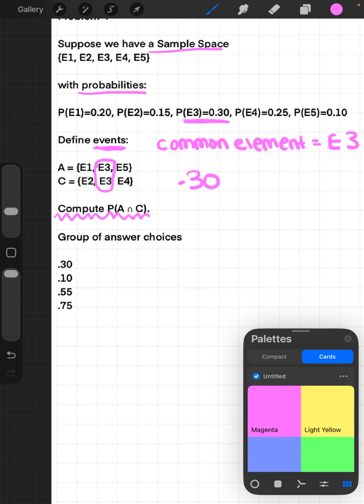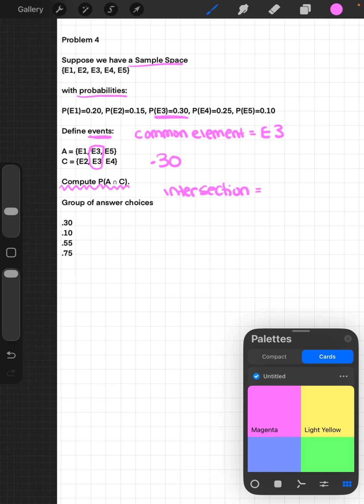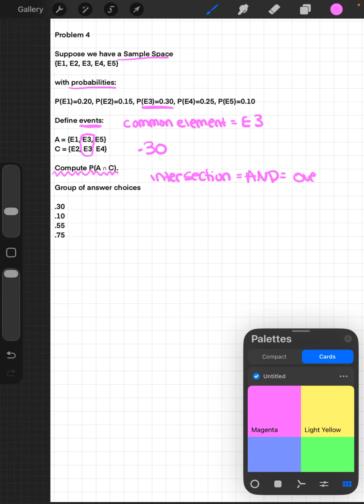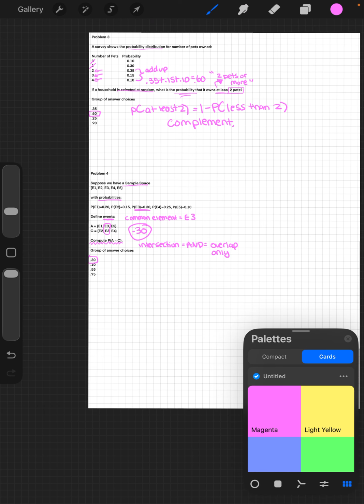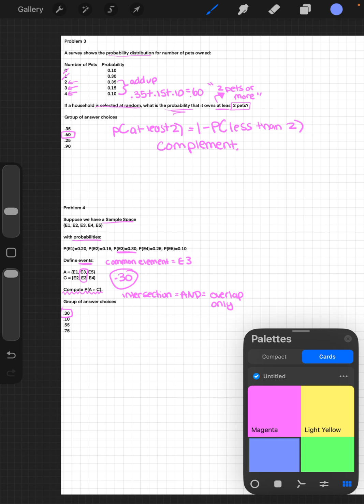And since it's an intersection and is overlapped, let me write this down. Intersection is equal to, and this is overlap, like to see in a different perspective. And it would be 0.30. And this is how we'll do for these.